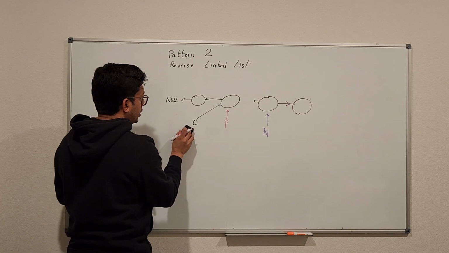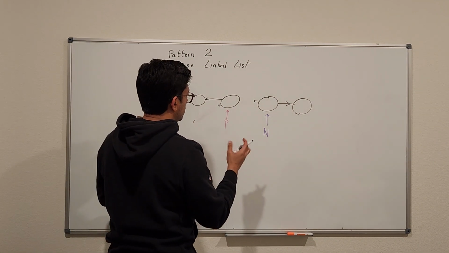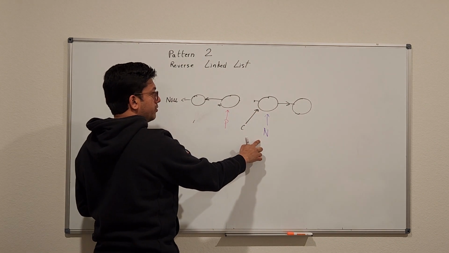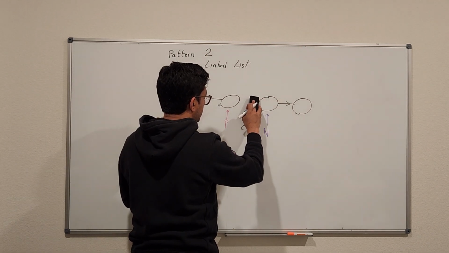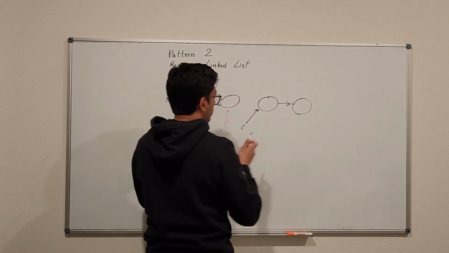C will point to whatever N was pointing to. Now N himself will point to N dot next, because see, this next reference is still there. So N will point to N dot next. So N will point here.